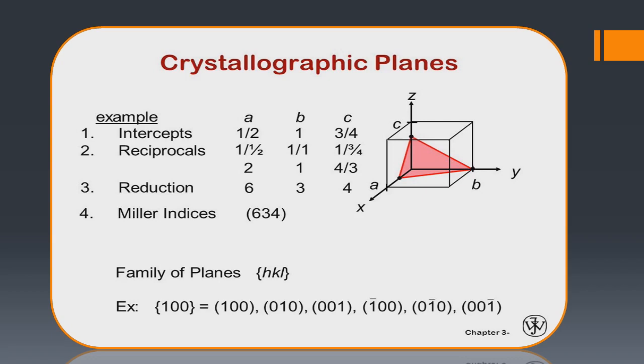The next one is an example of how to indicate the planes and the family of planes. If it is 1, 0, 0, what could be the family of it?